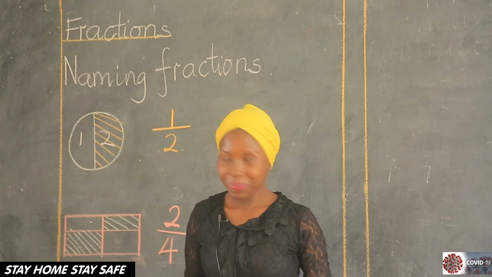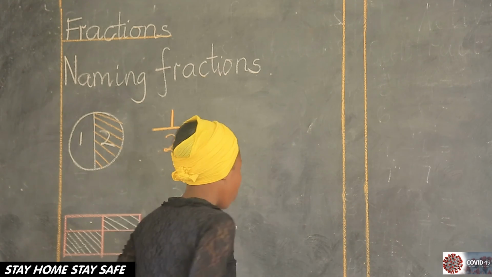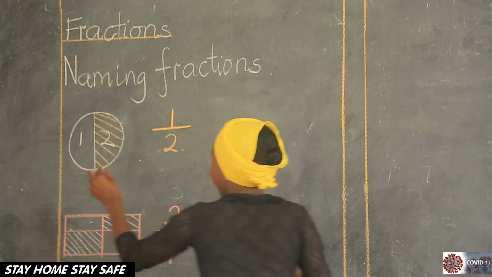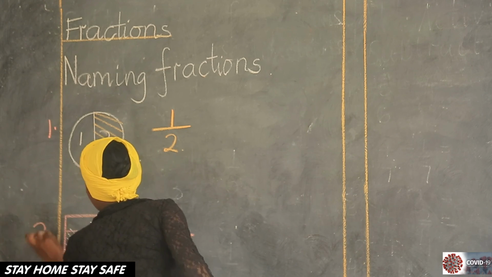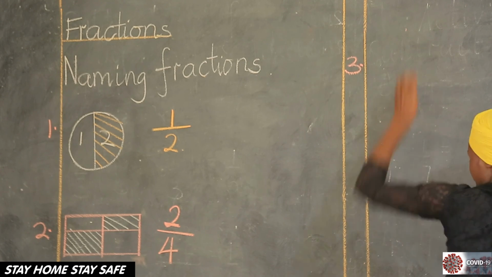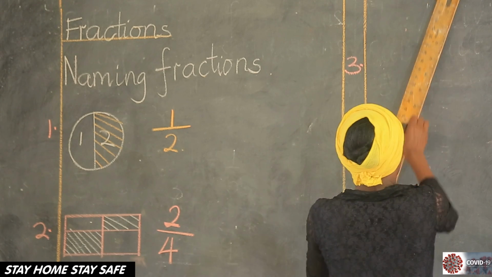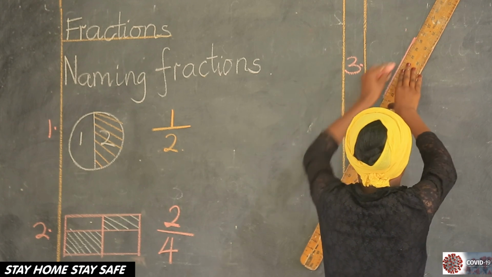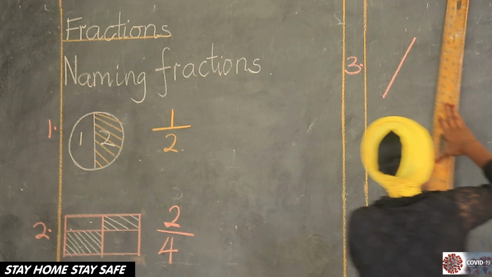Are we together? I have one more. This was example number 1, example number 2. Let's see example number 3. I have my shape here. This could be a samosa. What shape is a samosa?